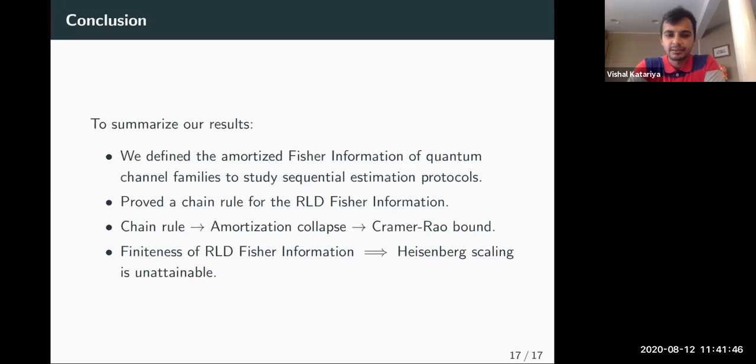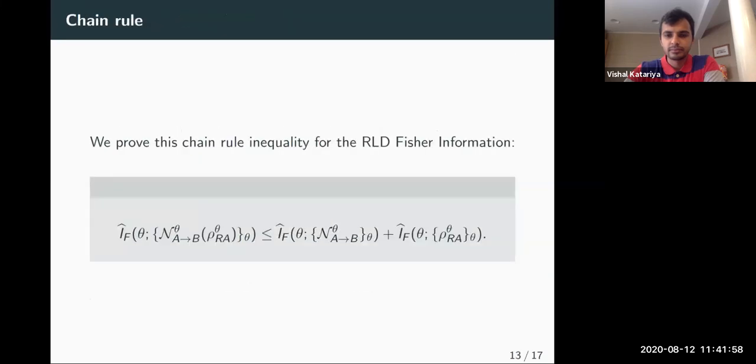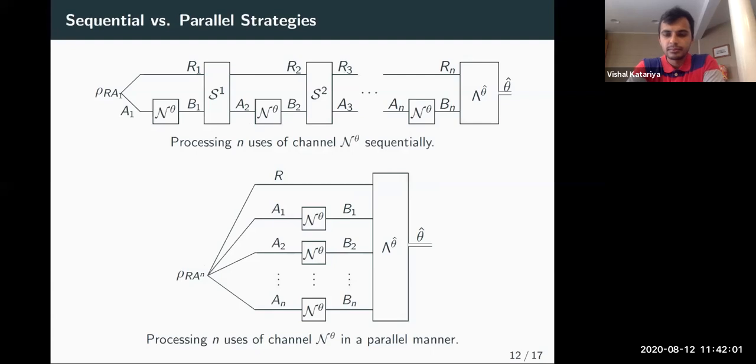Yes, I had a question. Oh, yeah, great. Okay, go ahead. So, Vishal, in this protocol, I think the final result of this circuit that you've drawn is a single guess of the value of the parameter theta, right, which is supposed to be unknown.